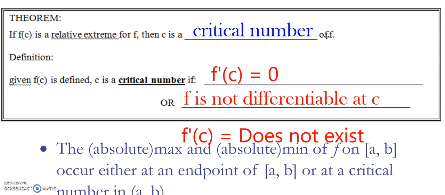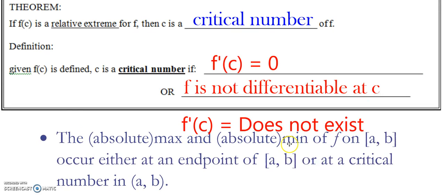Given f of c is defined, c is a critical number if, these are the two scenarios on what makes something a critical number, f prime of c equals 0, so the derivative at c is 0, or f is not differentiable at c. That doesn't mean that we can't take the derivative of the function, remember. It just means that the derivative doesn't exist at c. That's another way to say that. So f prime of c does not exist. An example of that would be a place where the denominator of the derivative equals 0, potentially.